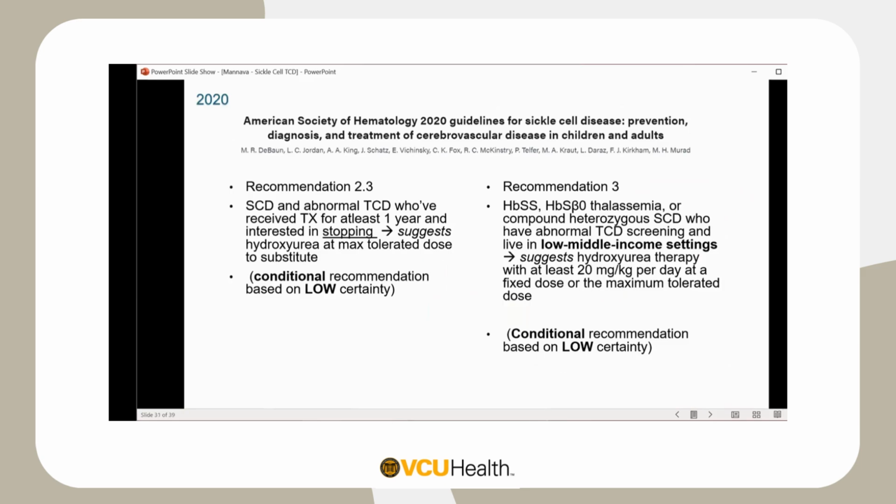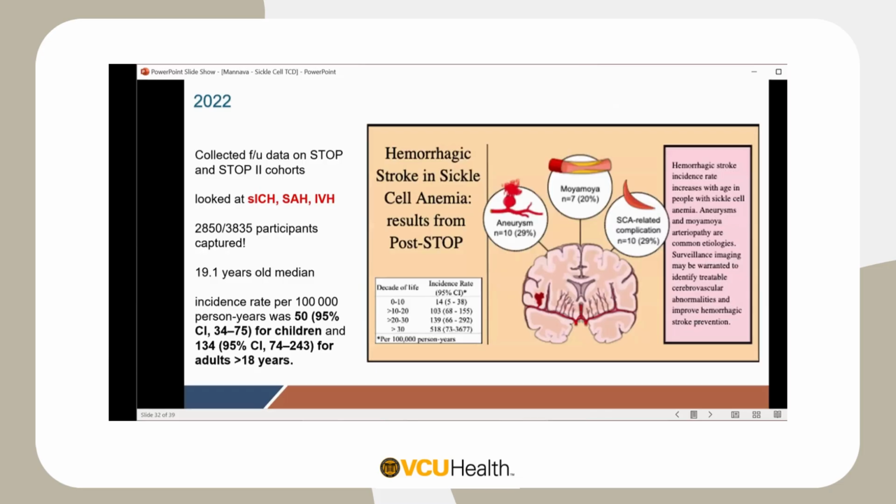The ASH guideline comments on this and essentially says that in patients who have received transfusion for at least a year and are interested in stopping, they suggest using hydroxyurea at the maximum tolerated dose. But as you can see, it's based on low certainty and it's a conditional recommendation. So more study is needed in this area.